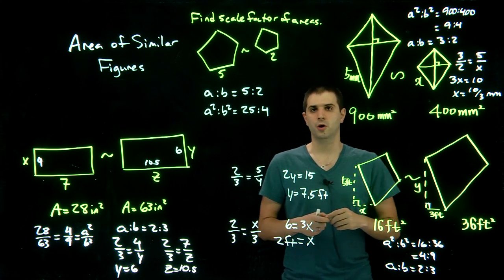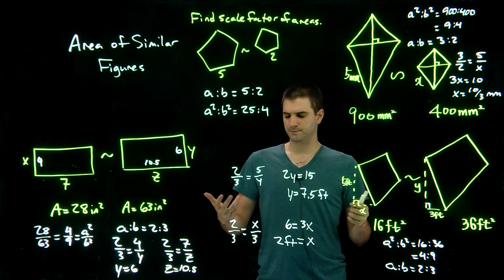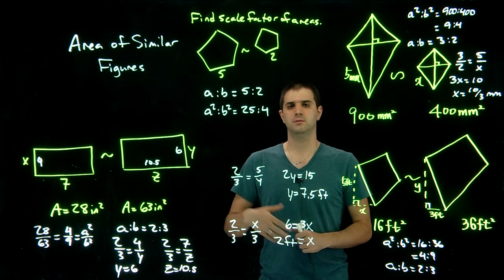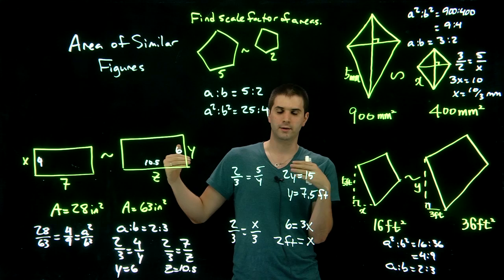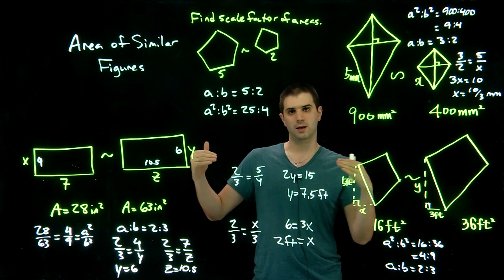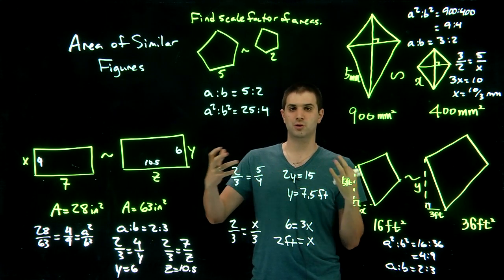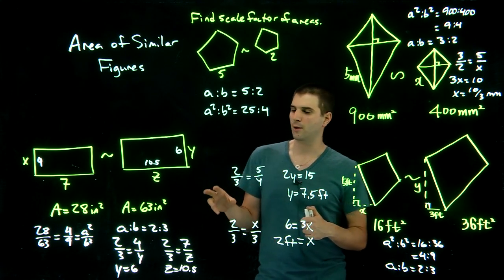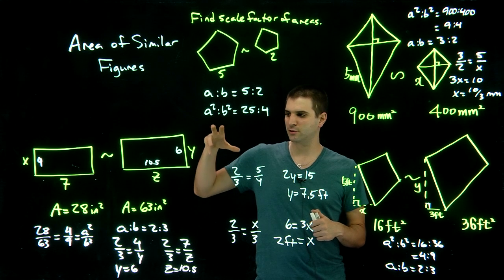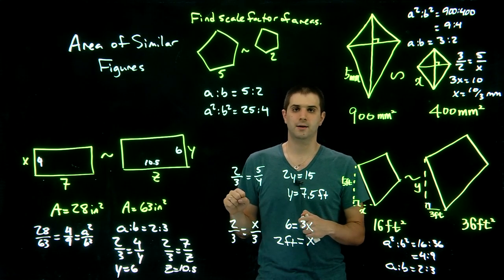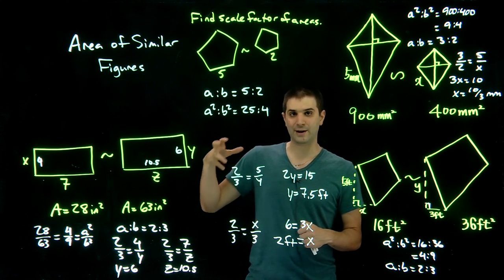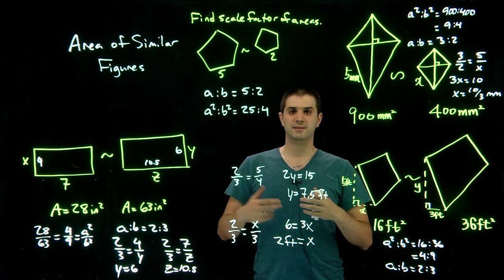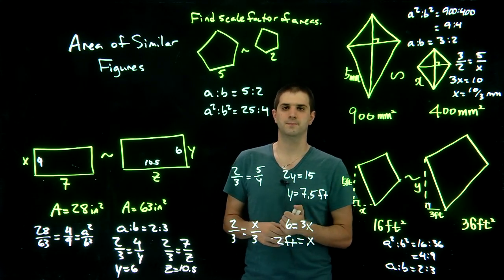Hopefully this helped you understand how we use scale factors both in one dimension, a line, and how that translates into two dimensions, an area. If the scale factor of two similar objects is a to b, then the scale factor of the areas of those same objects is a squared to b squared. Hopefully this helped you see a little bit more how that works. Thanks for watching.